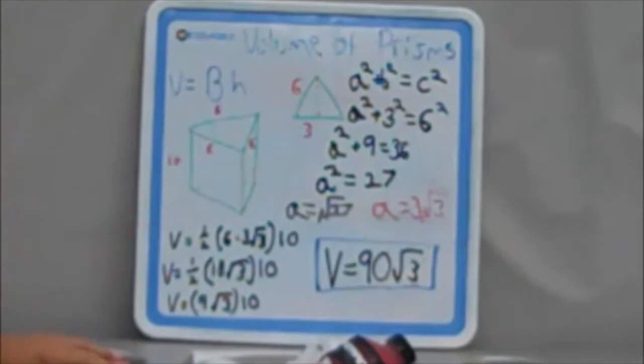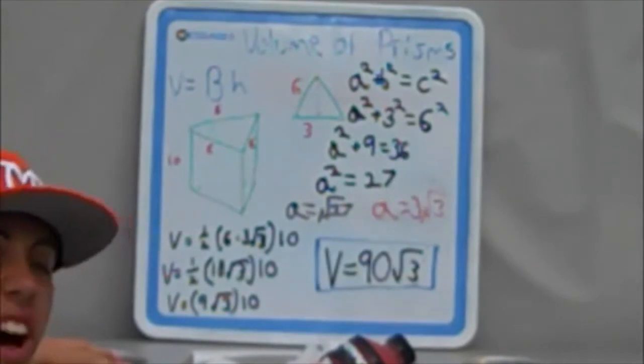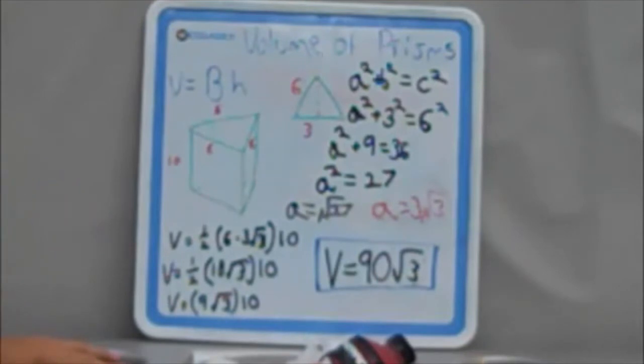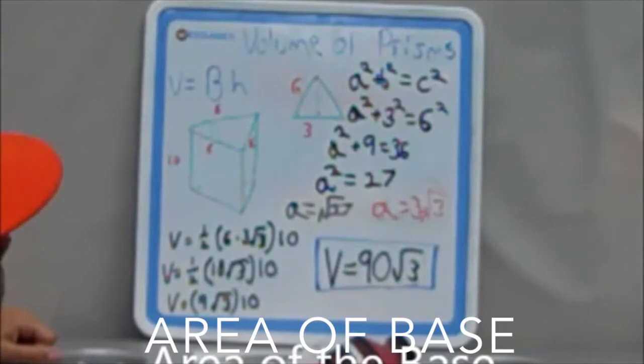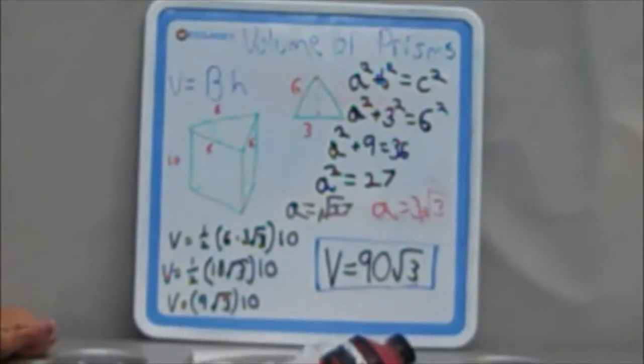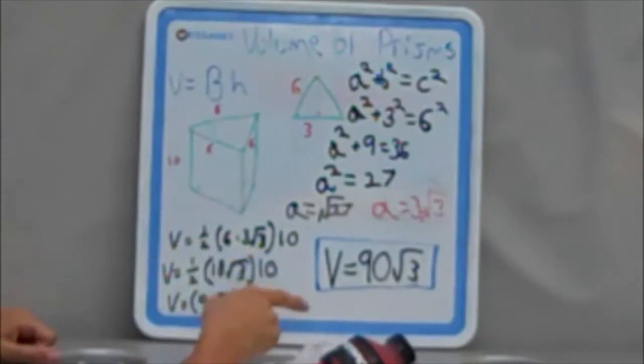So we have a squared plus 3 squared equals 6 squared, which simplifies down to 3 root 3. And then we multiply this by the height of the triangular prism, which is 10. So we get the equation of 1/2 times 6 times root 3 times 10, which simplifies down to 90 root 3 for the total volume of the triangular prism.